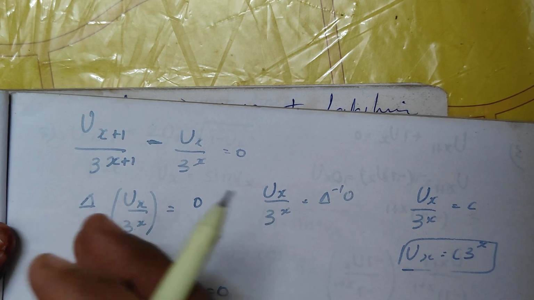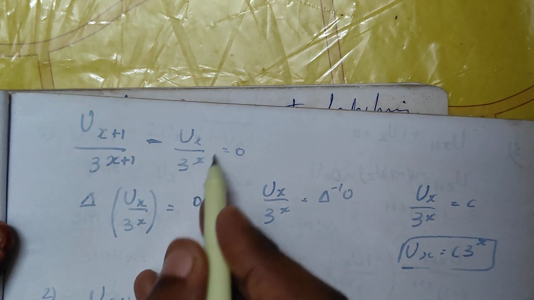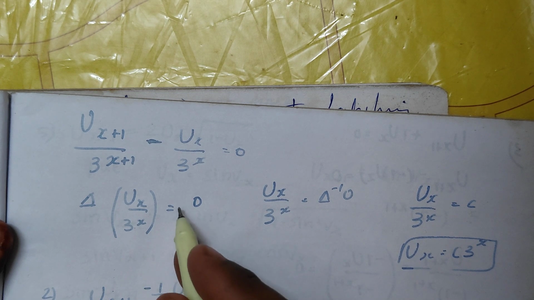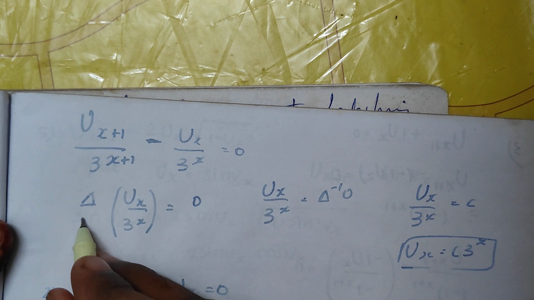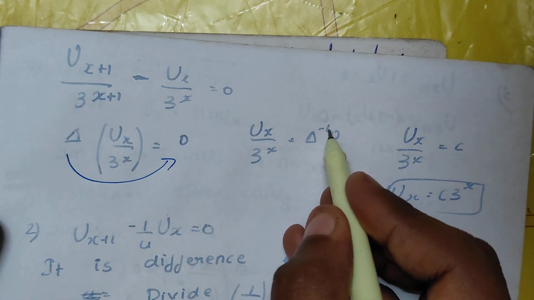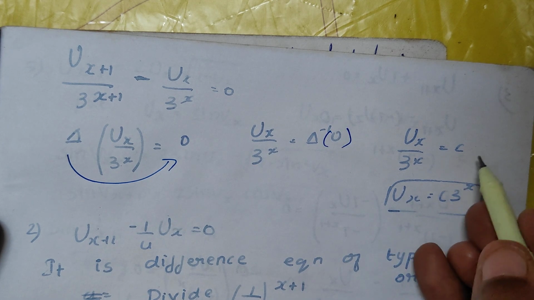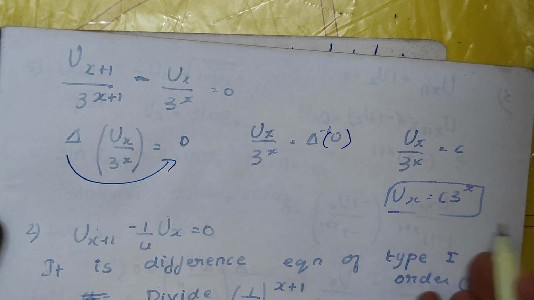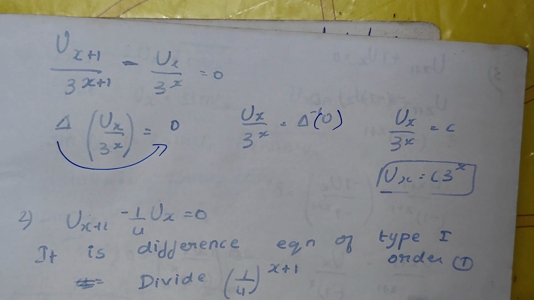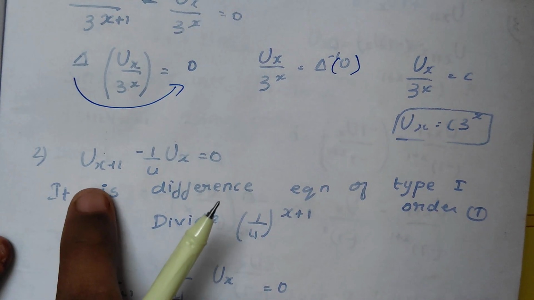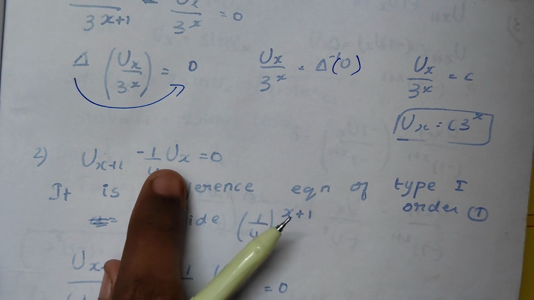It is in the format of successive difference, right? So we can write these two terms as delta of u(x) divided by 3 power x equals 0. Bring this delta to this side, it will become delta inverse of 0, which will give you a constant. Then bring the 3 power x to this side, so you will get u(x) equals c into 3 power x.